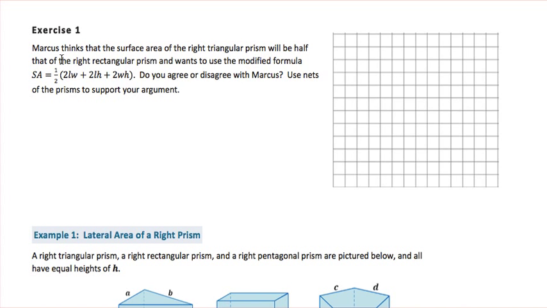Now in exercise 1, Marcus thinks that the surface area of the right triangular prism will be half that of the right rectangular prism, and wants to use the modified formula, surface area equals 1/2 times the formula for the surface area of a rectangular prism. Do you agree or disagree with Marcus? And you'll need to draw some nets to support your argument.